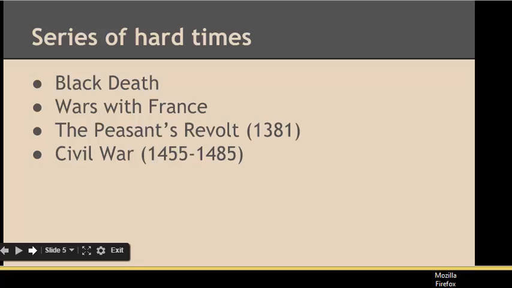England did face a series of hard times. The Black Death, which was another name for the plague, killed a third of the population. Then England was also dealing with intermittent wars with France for more than 100 years. The Peasants' Revolt in 1381 brought along the rise of the middle class, and then there was also a civil war going on in England from 1455 to 1485. It was at the end of that civil war that Henry VII came to the throne and finally was able to generate some unity in England.